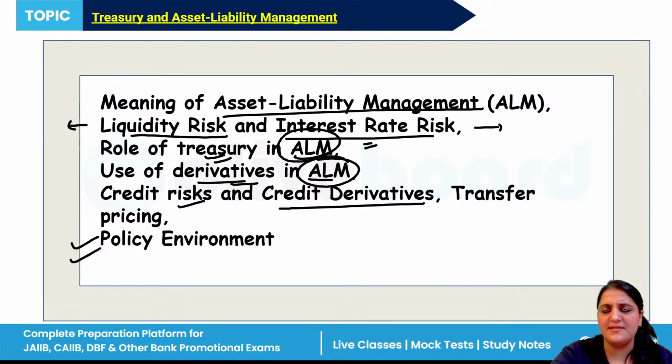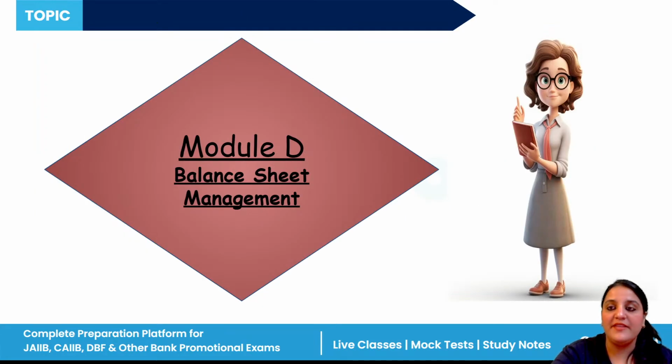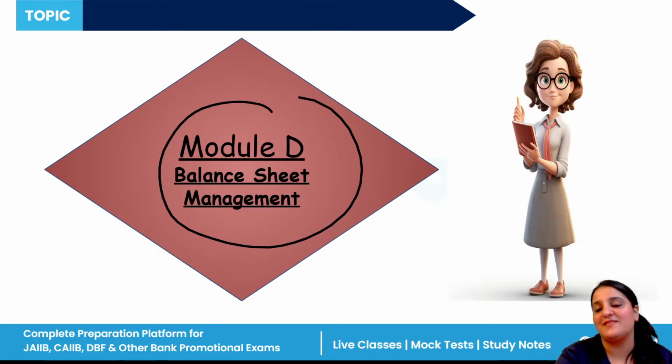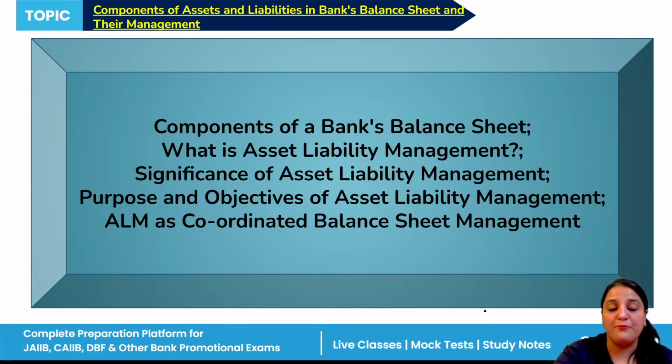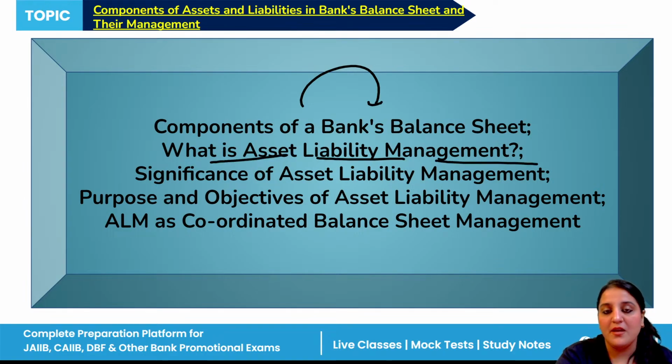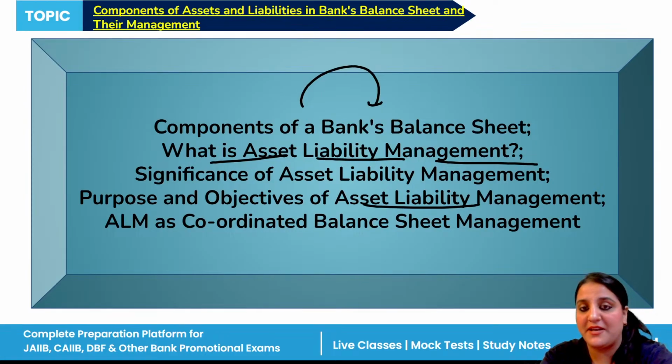This is module C, an easy module if we compare it with modules A and B, but important. Then last but not least, balance sheet management, how to manage assets and liabilities. So we are going to learn from scratch what the components of a bank balance sheet are. And if you are from a science background, that is not a problem. We will discuss every term here. Okay, then what is asset liability management? What is the purpose? In this chapter we are going to learn everything about asset liability management.